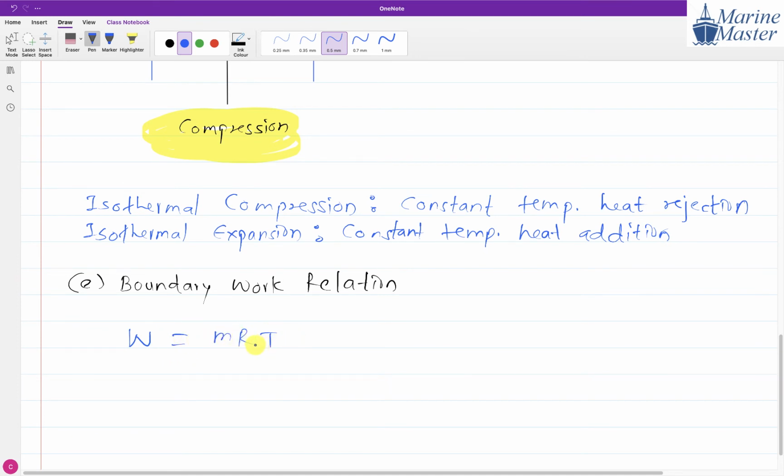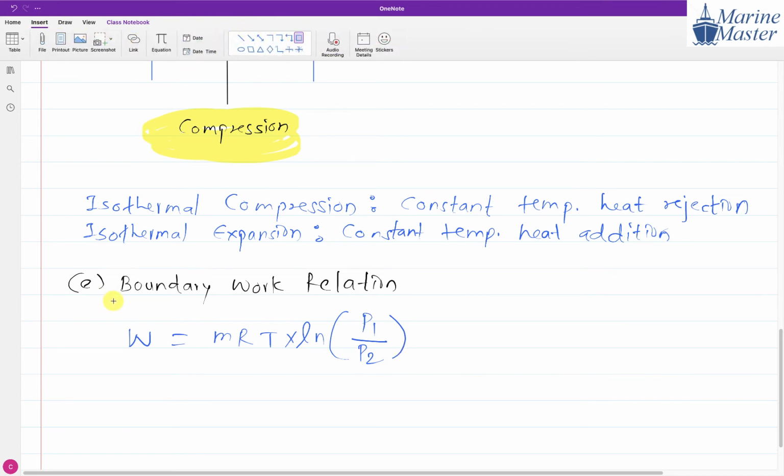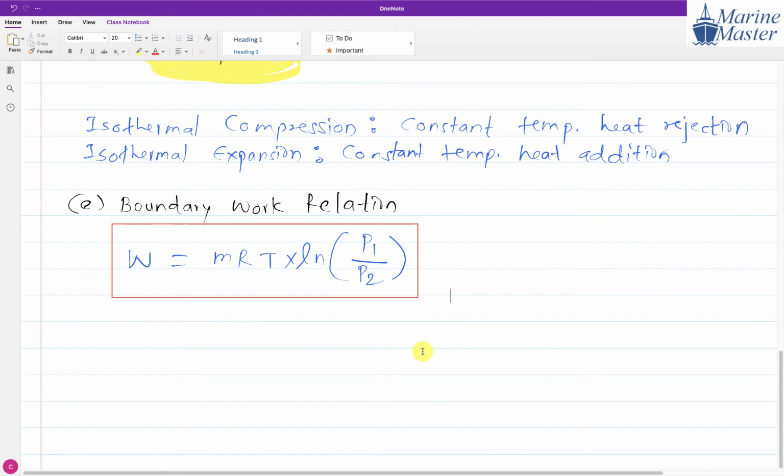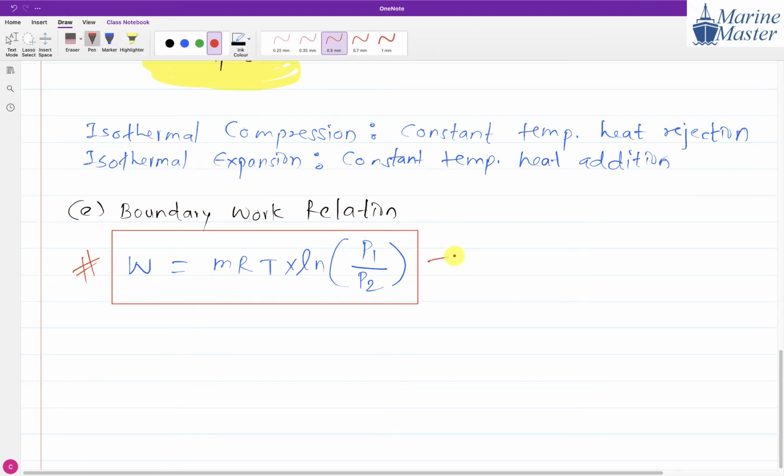mRT. Here we can take T1 or T2 because both are the same. So mRT ln of P1 in the numerator and P2 in the denominator. So we can say mRT ln(P1/P2). You are getting my point? This is an important relation, and we have to memorize it. From this relation we can derive further relations also.